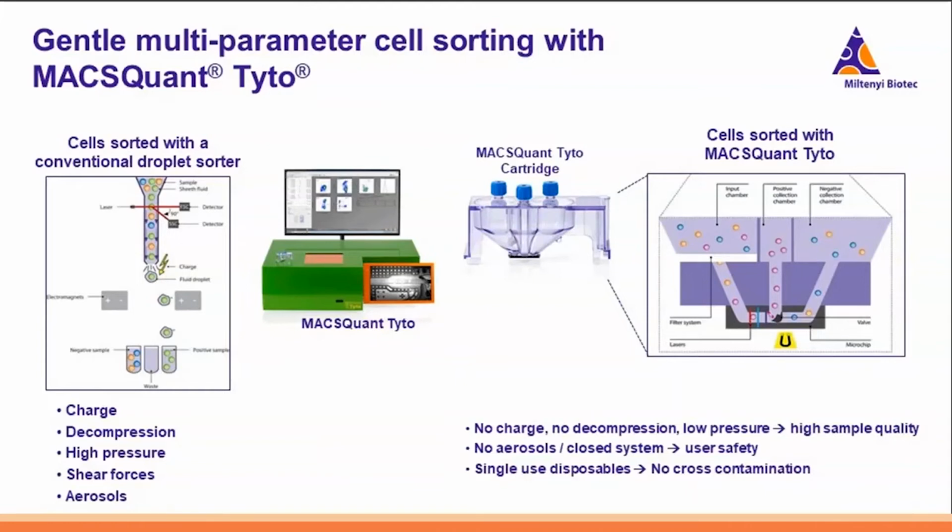The microchip contains a valve that opens once a target cell is recognized and leads it to the positive collection chamber. The non-target cells are collected in the negative collection chamber and can be used for sequential sortings without compromising cell viability. Also, the cartridge is a single-use disposable, which eliminates the risk of sample contamination and carryover. And it is also a fully closed system, so it is possible to work with infectious material in a safe way.